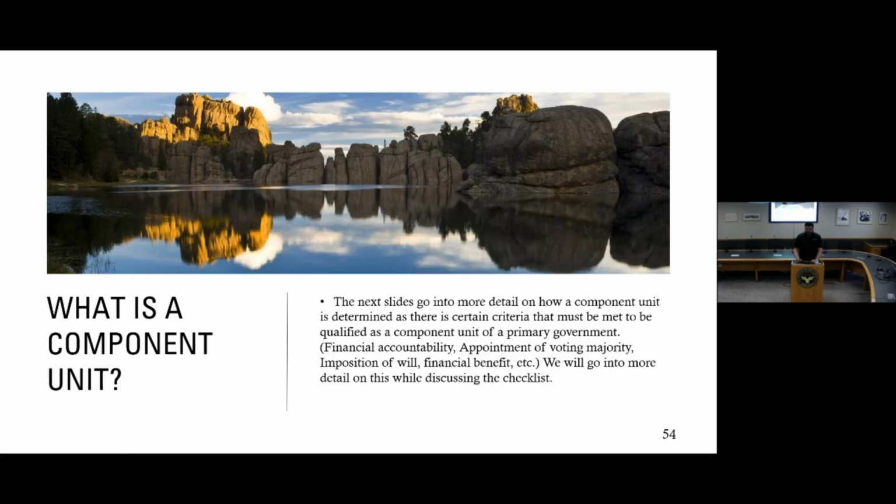And in the next few slides, we'll give some examples of these component units for each type of primary government. We'll talk about the various criteria for inclusion, and I have some of them listed here. Financial accountability: is there a financial benefit or burden that exists? Do you appoint a voting majority of that component unit's board? Can you impose your will on that component unit? Can you tell them how to expend their budget and what to do with it? We'll go over more of that in the checklist also, but there's more in the slides to come.